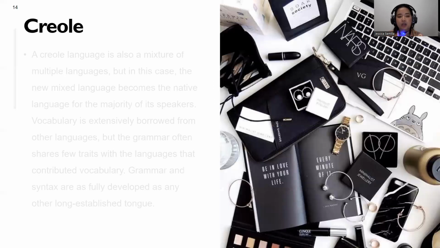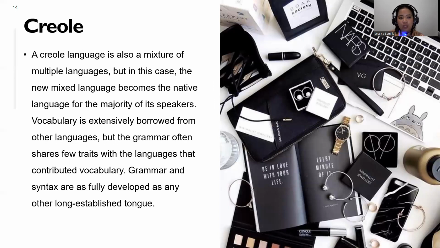Next one is the Creole. A Creole is a language of a mixture of multiple languages, but in this case, the new mixed language becomes the native language for the majority of its speakers. And of course, it has a vocabulary extensively borrowed from other languages. Grammar and syntax are as fully developed as any other long-established tongue.